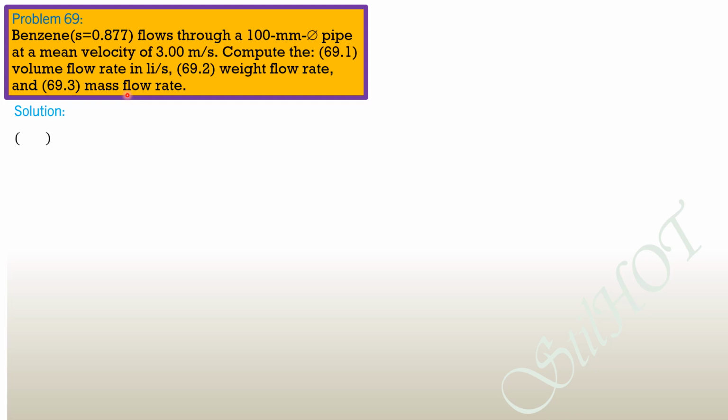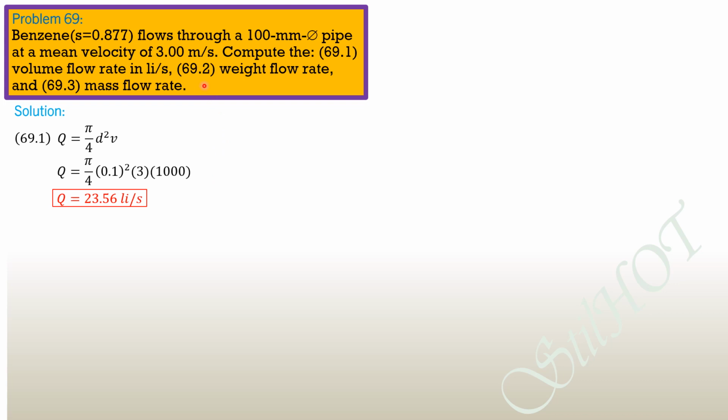So for the solution, Q equals pi over 4 diameter squared, the area of a circle, times mean velocity. Everything is given. So pi over 4 times 0.1 squared times 3 meters per second. We multiply further by 1,000 liters per cubic meter to convert Q to liters per second. So in liters per second, 23.56 liters per second.